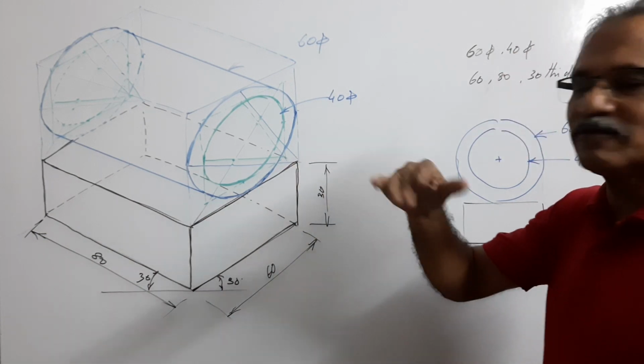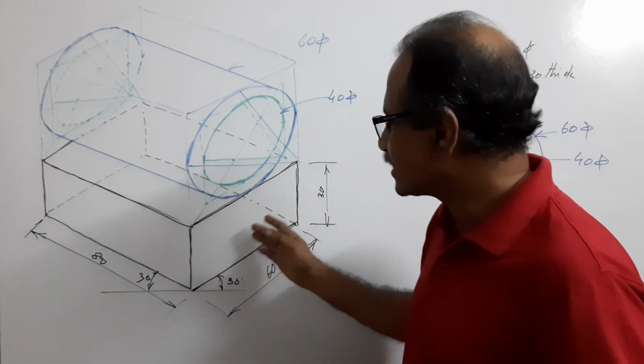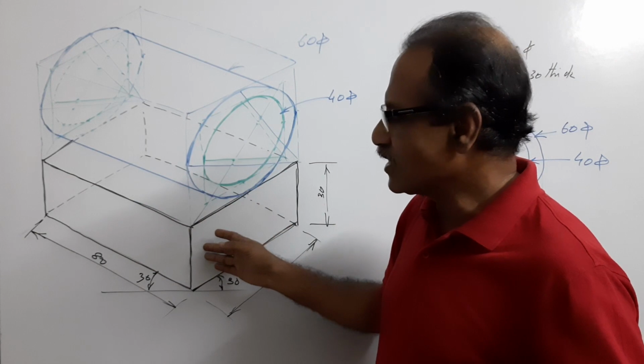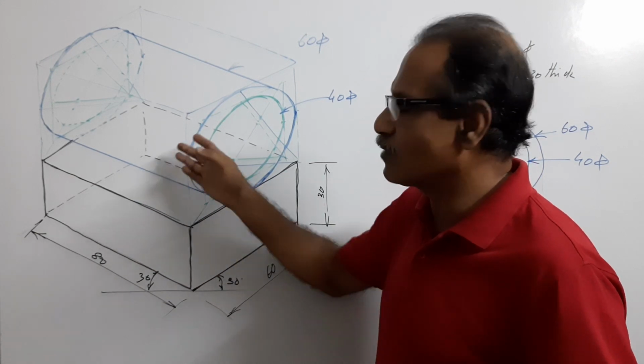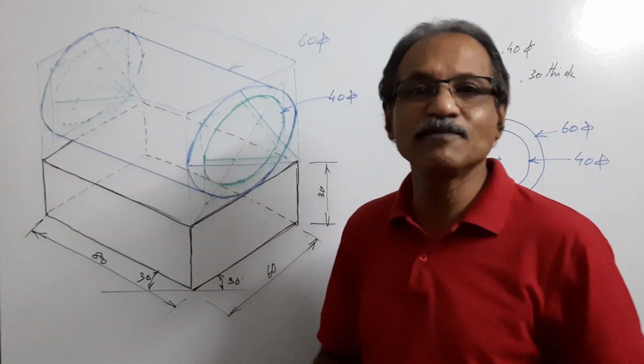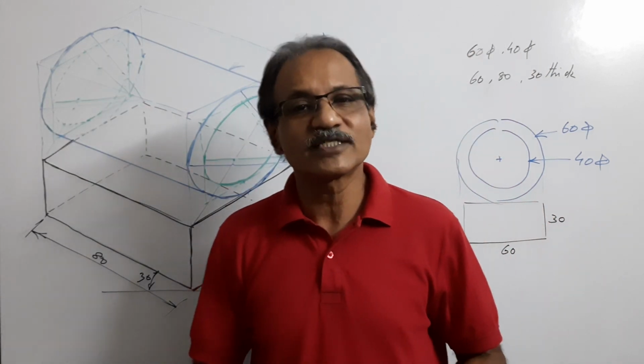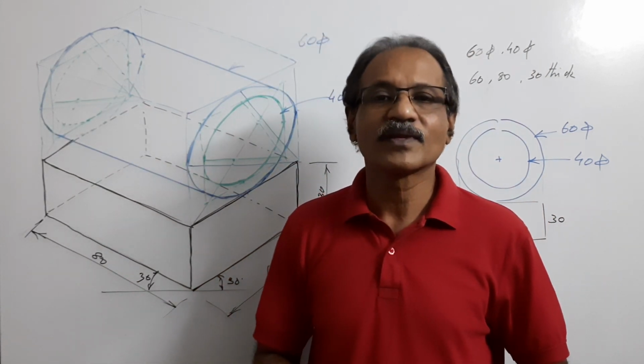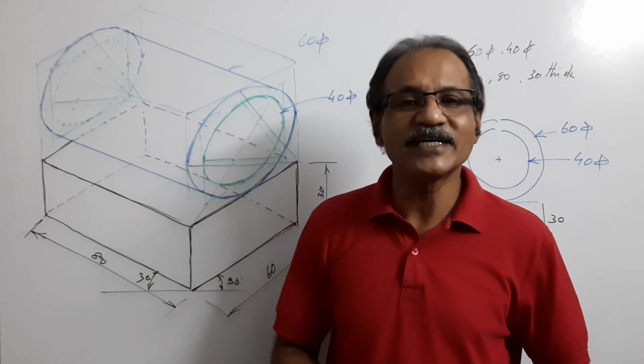Compared to this, the previous question is easy because here you have to draw the slab. Slab means two parallelograms, one parallelogram at the bottom, one parallelogram at the top, and then vertical lines, and then four ellipses to represent the hollow circular cylinder. Agreed? I hope you understand this.